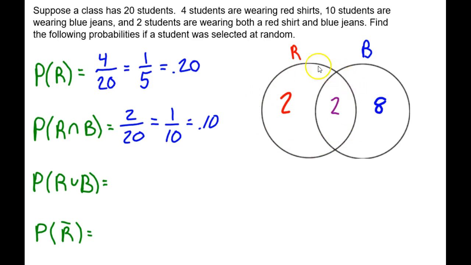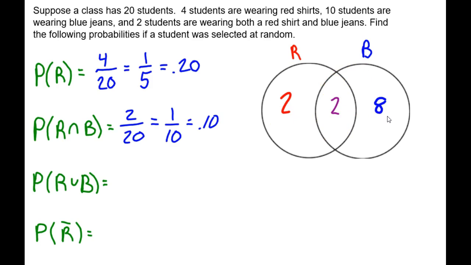Now if I just focus on the circle on the left, which represents the students wearing a red shirt, I know there's 2 in the middle already accounted for. So if there's a total of 4 students wearing red shirts, that means I need to have this 2 over here. So this means there's 2 students wearing red shirts that are not wearing blue jeans. We can use a similar idea on the right. If we're looking at the students that are wearing blue jeans, looking at this circle, we have the 2 students in the middle that are wearing a red shirt and blue jeans. So that means there must be 8 students that are wearing blue jeans but not a red shirt. So that's where these values come from.